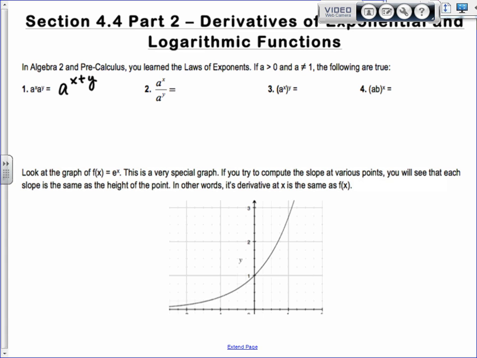This is going to be a to the x over a to the y, so it's a to the x minus y. A to the x raised to the y is going to be a to the xy. And a times b raised to the x is a to the x, b to the x. You can bring the exponent in.